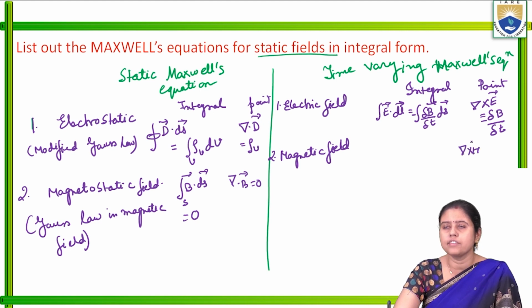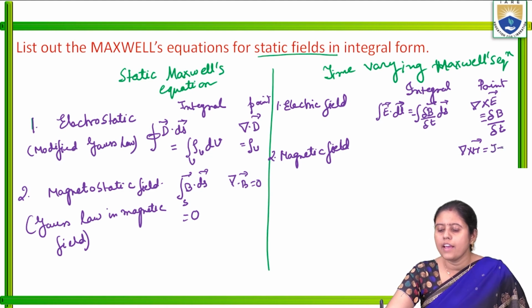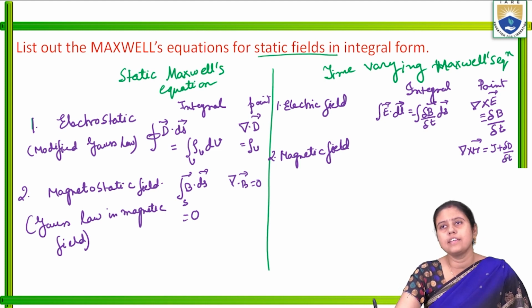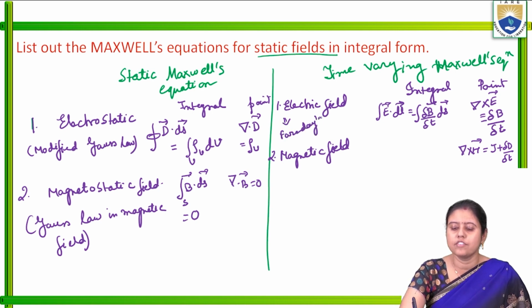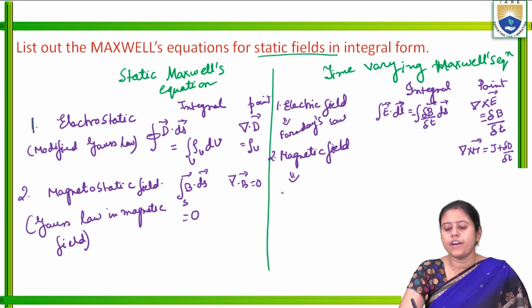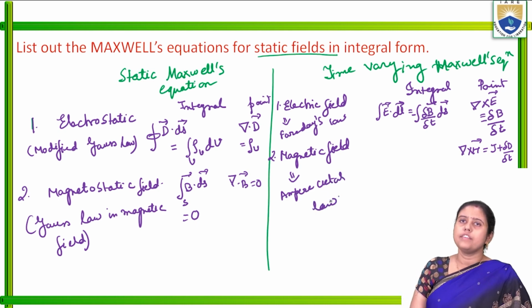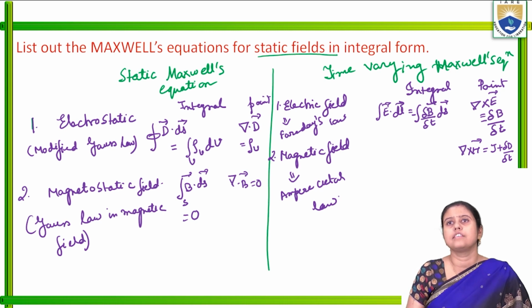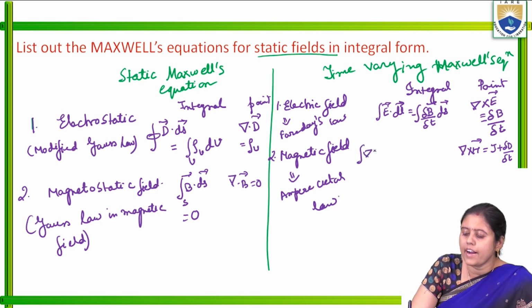Grad cross H, because H is the magnetic field intensity, is equal to J plus del D by del t. This is the modified Faraday's law, as we discussed, and this is the modified Ampere's circuital law. We got the modified circuital law: grad cross H is equal to J plus del D by del t.